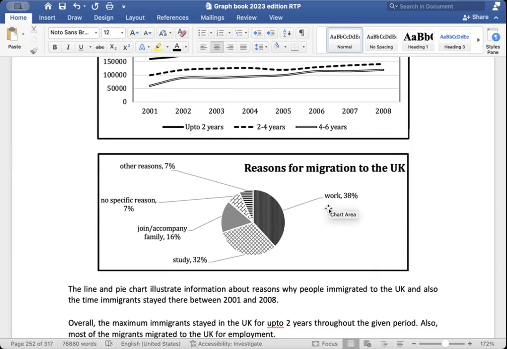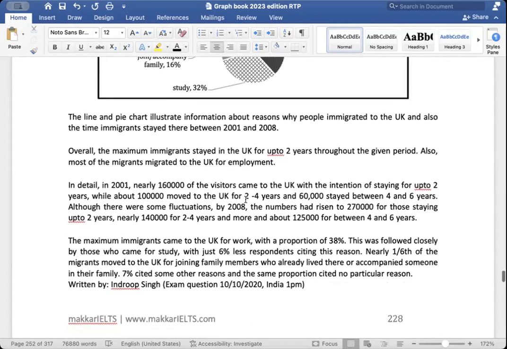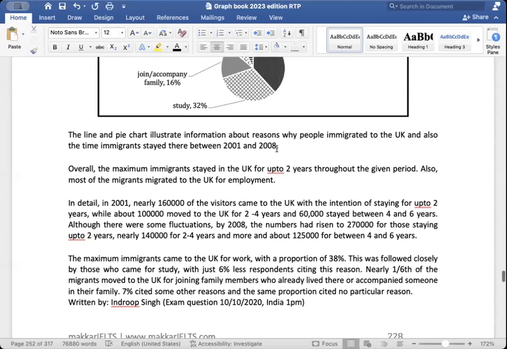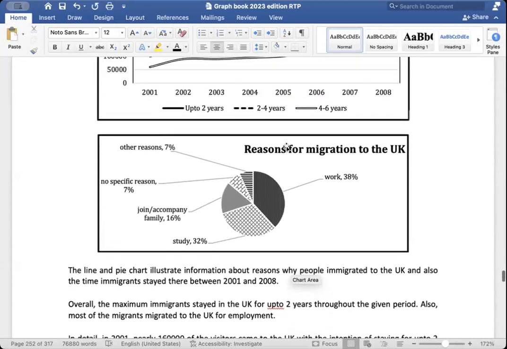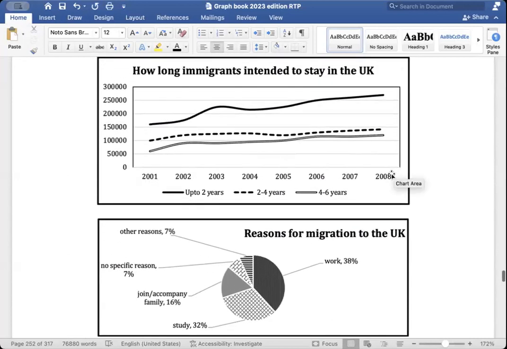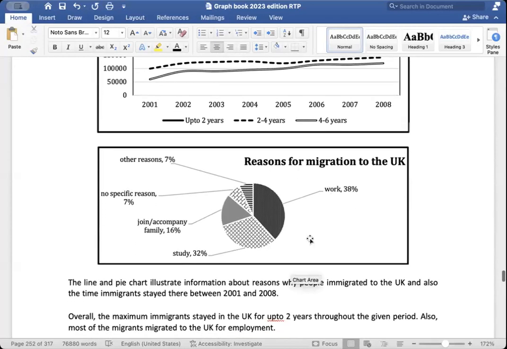Now, reasons for migration to the UK. How many went for work? How many went for study? How many went for job or to accompany a family? How many, with the family? How many went for no specific reason? And how many went for other reasons apart from all these reasons? Okay. Now let us see. The line and pie chart illustrate information about reasons why people immigrated to the UK and also the time immigrants stayed there between 2001 and 2008. So these are the years given, 2001 and 2008, and these are the reasons why they went there.